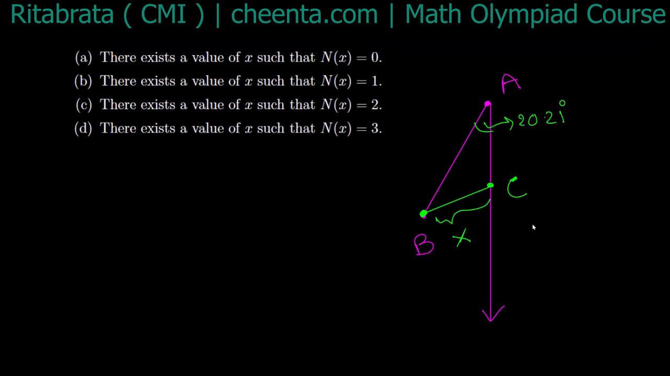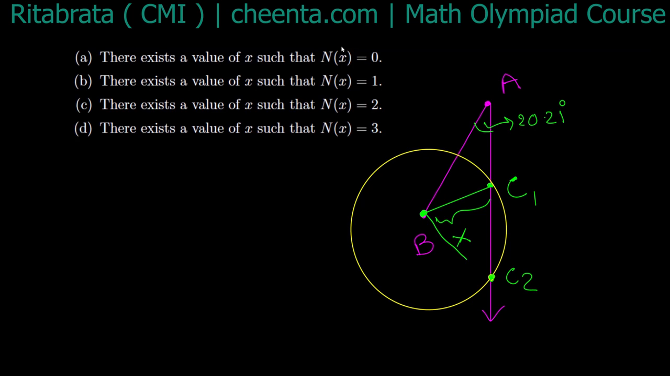For that, we just make a circle centered at B with radius x. This circle cuts this ray at exactly 2 points. Name this C1 and name this C2. So in both cases, BC1 equals x and BC2 equals x, and these two are our possible configurations. So in this case, we have two non-congruent triangles, so n of x equal to 2 is possible.